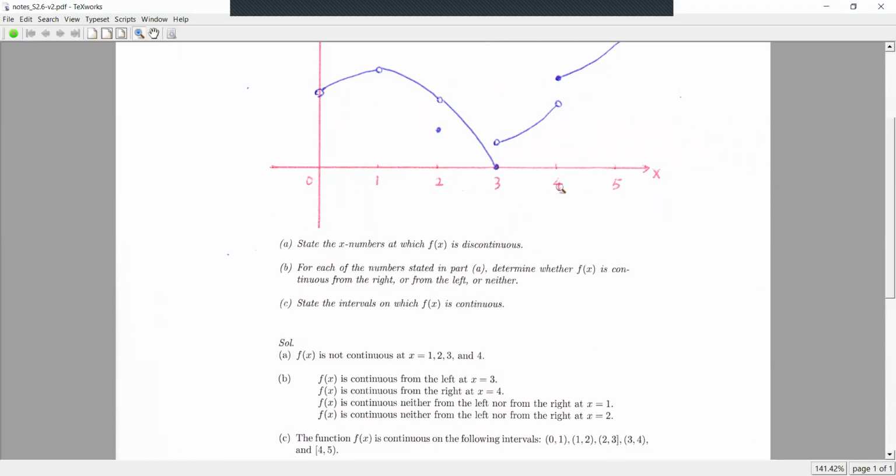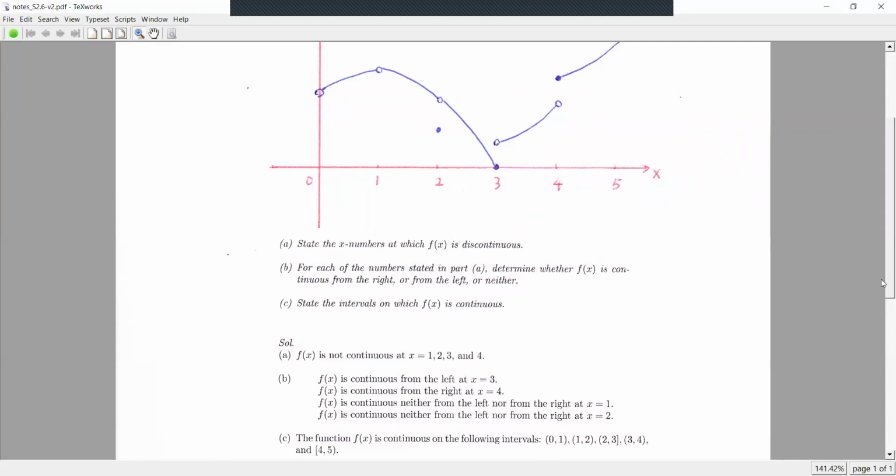Between 3 and 4, the graph is continuous. At 3, the graph is not continuous from the right side. At 4, the graph is not continuous from the left side. So the function is continuous on this open interval.